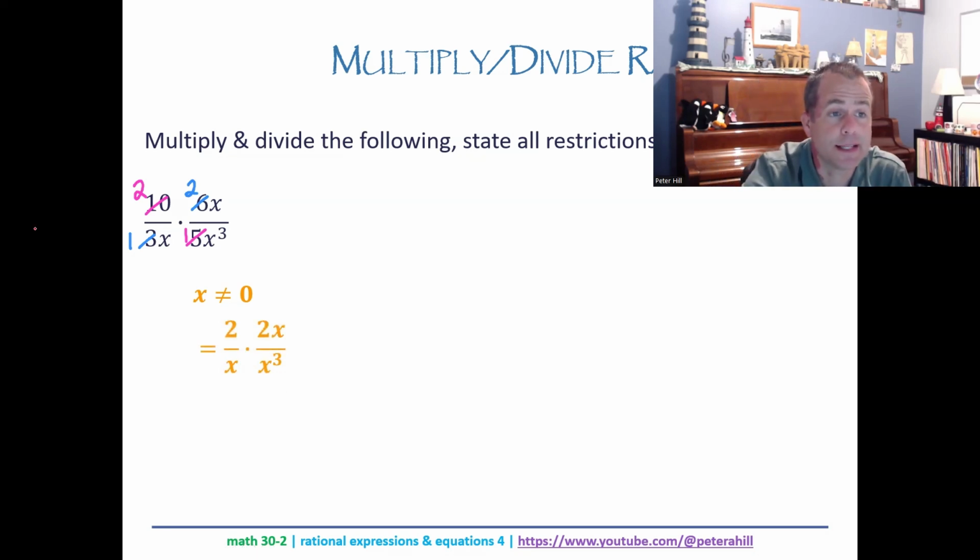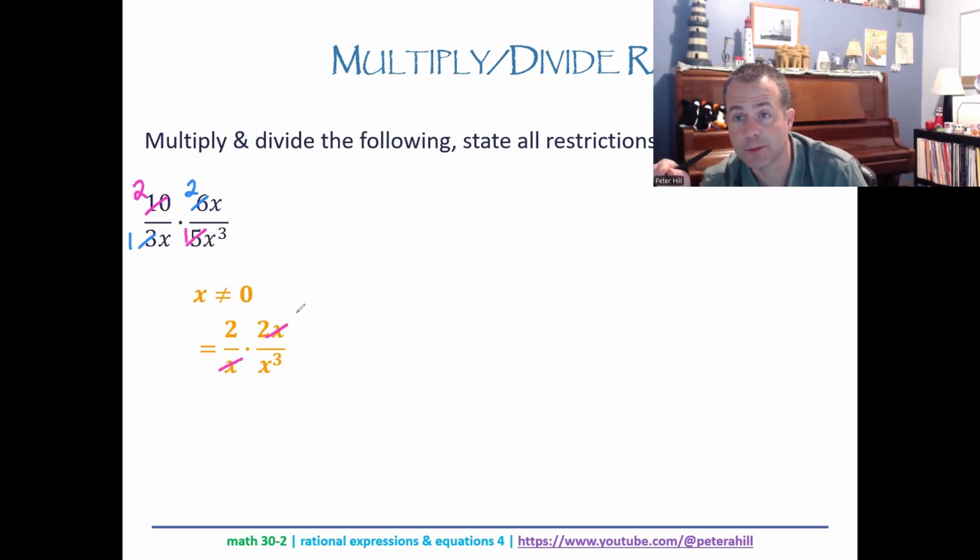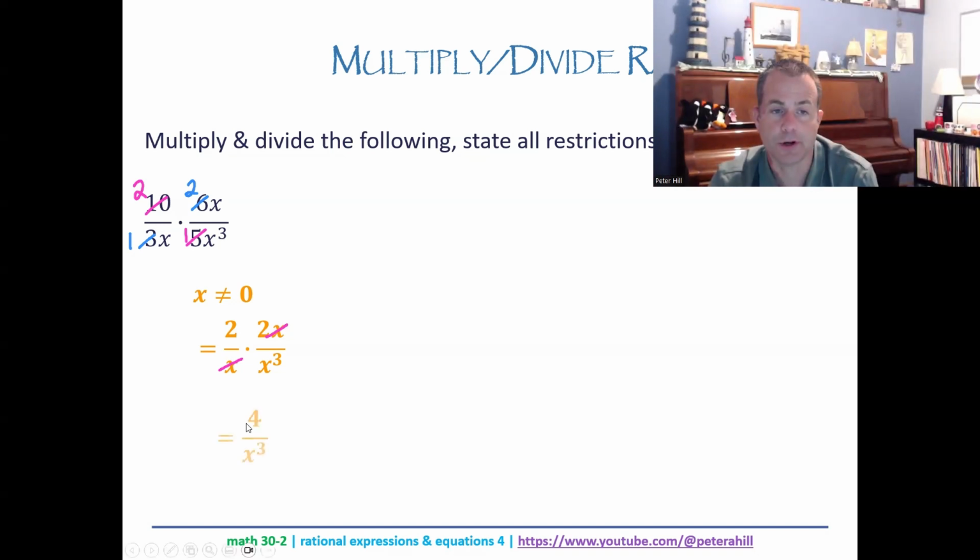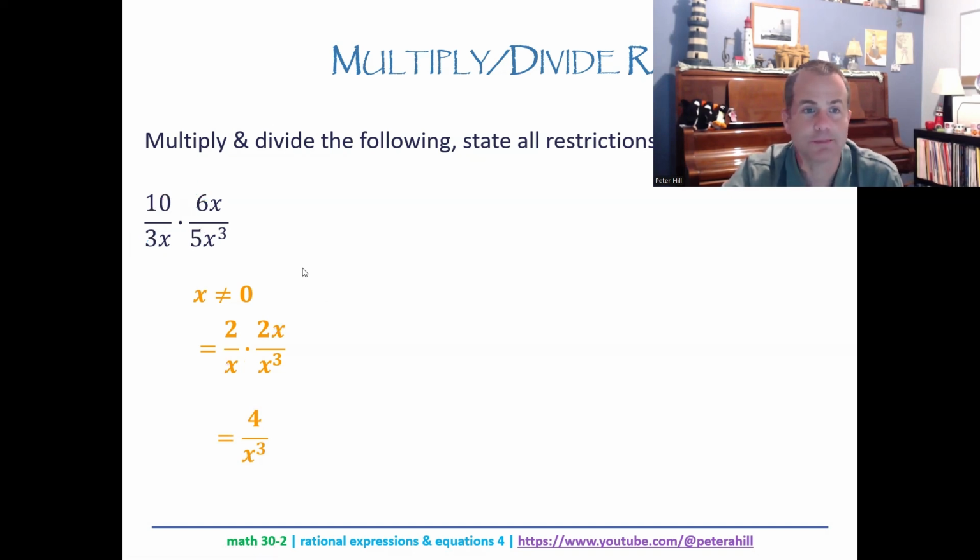Then my x divided by x, those will divide each other out. And so I'm just left with 4 on the top, 2 times 2, and x cubed on the bottom, where x can't be 0. So 4 over x cubed would be my final answer there. See, this isn't bad. We got this.